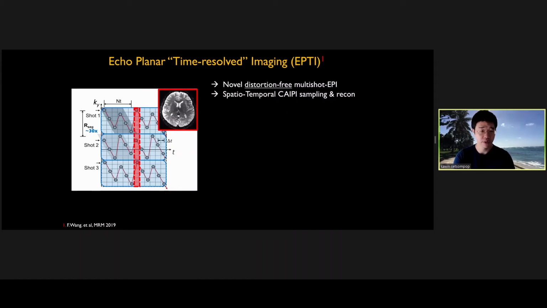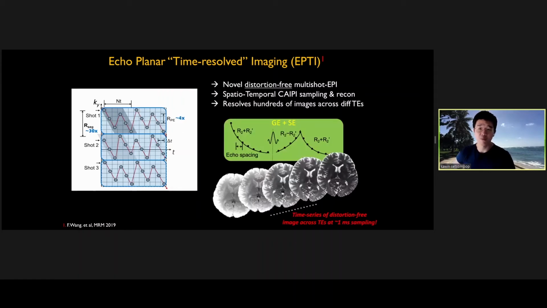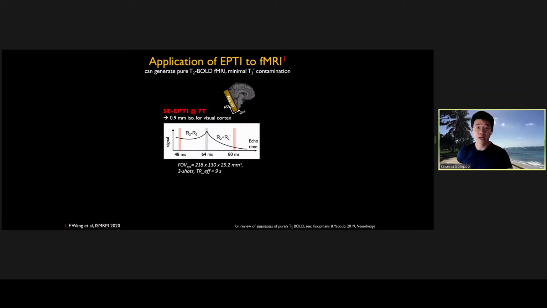So with the EPTI acquisition, you can time resolve hundreds of different images across different TE throughout the whole readout. This approach has been applied to fMRI to try to generate pure T2 BOLD with minimal T2 prime contamination. Here's an example in the visual cortex. With the EPTI approach, you can get multiple images across the readout. We're going to pick 3 of them, one at the spin echo and a couple at gradient echo weighted points.